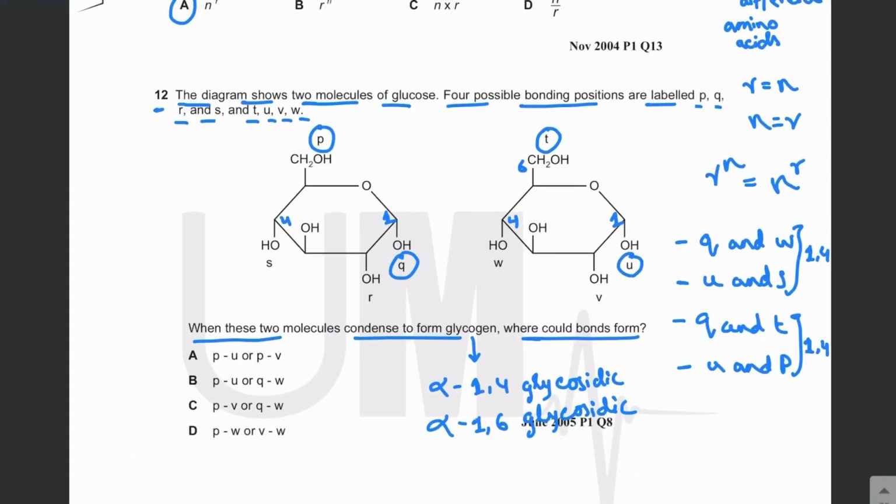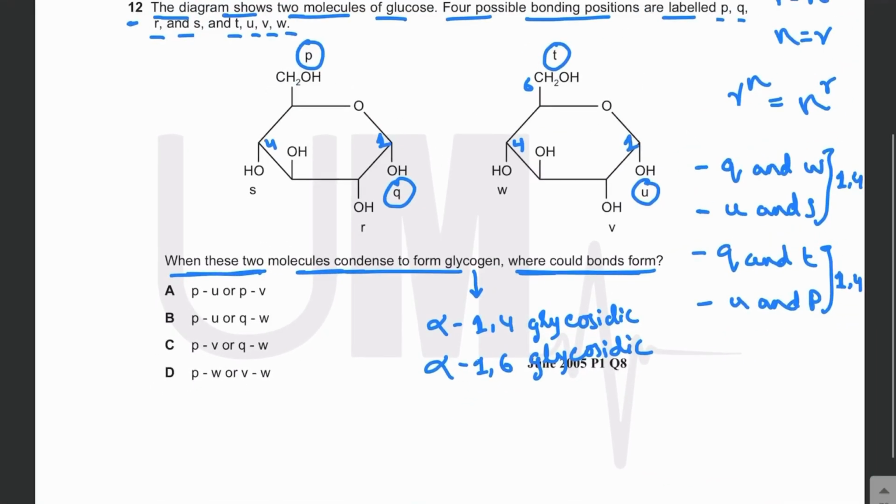So when these two molecules condense to form glycogen, where could bonds form? So what could be the answer? P and U. Is this in the possibility? Yes. P and V, it's not in the possibility. So A is wrong. P and U is in the possibility. Yes, it is. And Q and W, it's also in the possibility. So guys, the answer will be B.